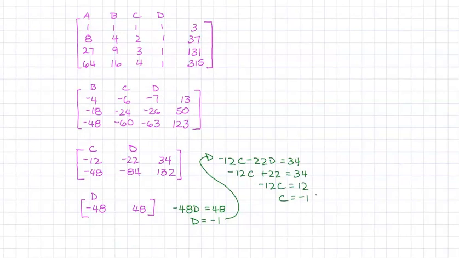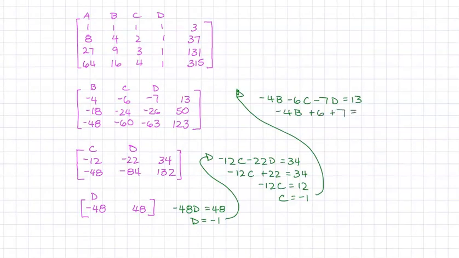Now I can go back to this one. I'll use the first line. We have negative 4b minus 6c minus 7d equals 13. But c and d are both negative 1. So we have negative 4b plus 6 plus 7 equals 13. Well, that looks like b is going to be 0 then.